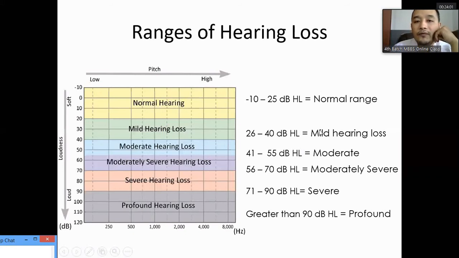Now ranges of hearing loss according to WHO. Minus 10 to 25 decibel is normal. Up to 25 decibel, it is considered normal. From 26 to 40 decibel, it's mild hearing loss. From 41 to 55, moderate. 56 to 70 decibel hearing loss is moderately severe. 71 to 90 decibel is severe, and greater than 90 decibel is profound hearing loss.